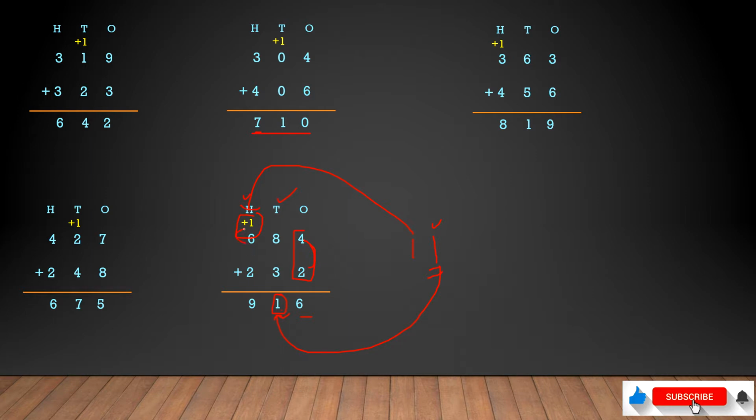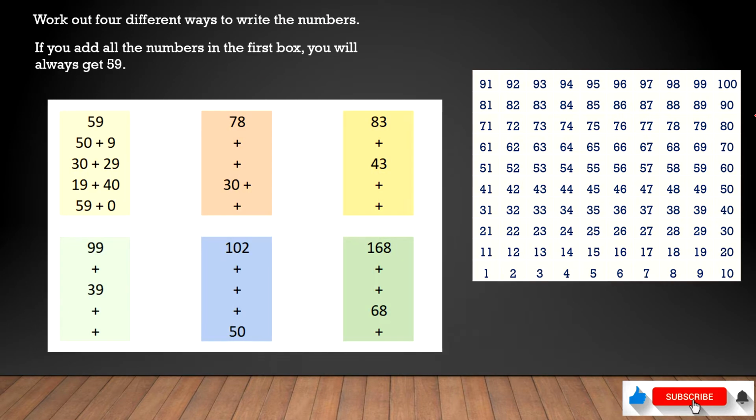So we have to add 6 plus 1 plus 2. It will give us 9. That's how we have to solve these questions. Let's see other examples. Oh, here is a very interesting exercise.